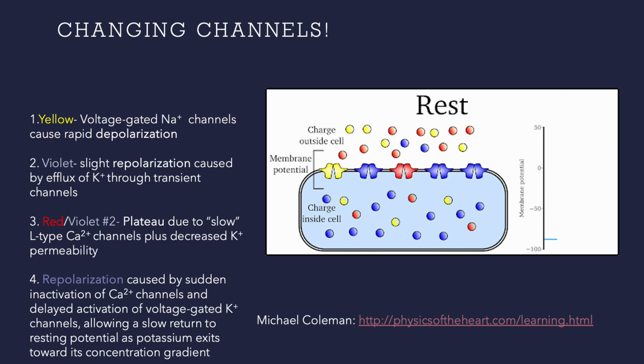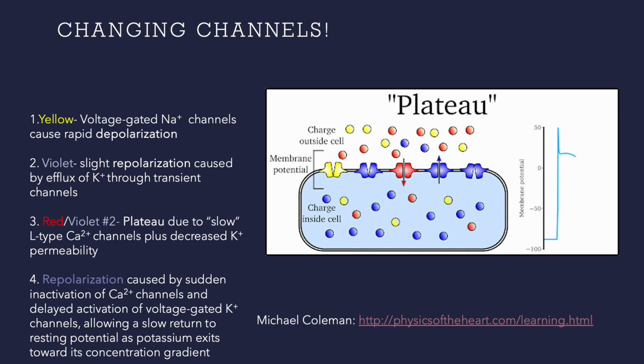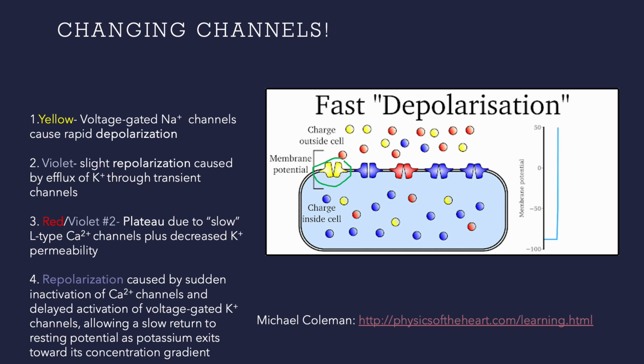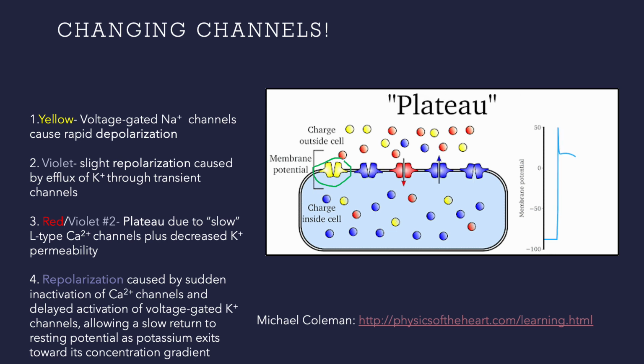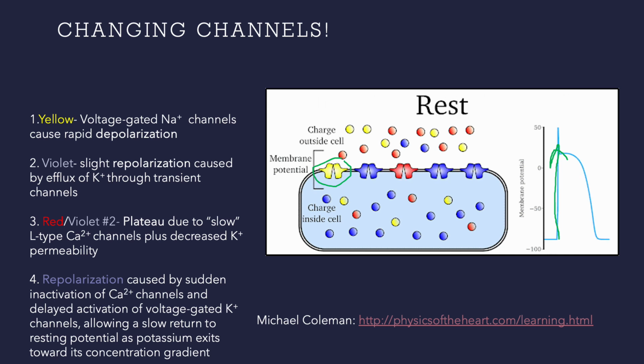This little cartoon is really helpful to visualize how these channels affect the voltage across the membrane. So this far left yellow channel right here is that primary voltage gated sodium channel, and this is responsible for the rapid depolarization up from resting potential, to about 30 millivolts. This one has it at almost 50.